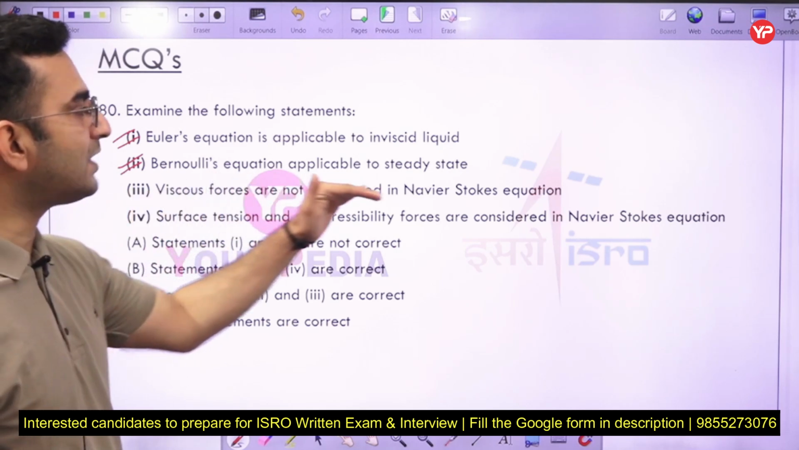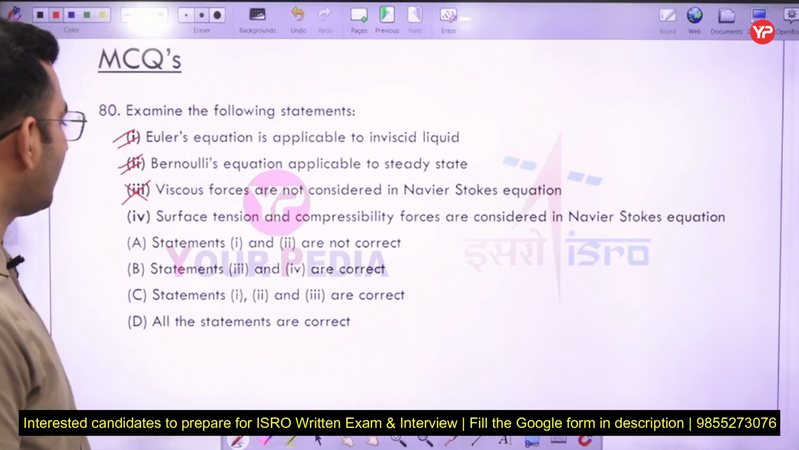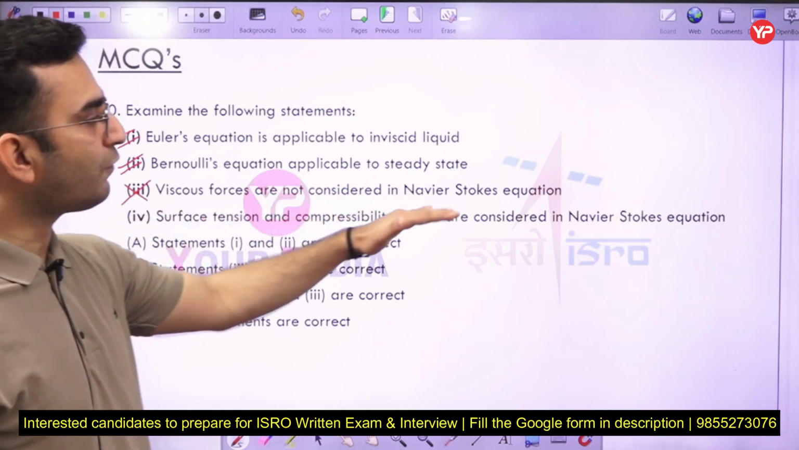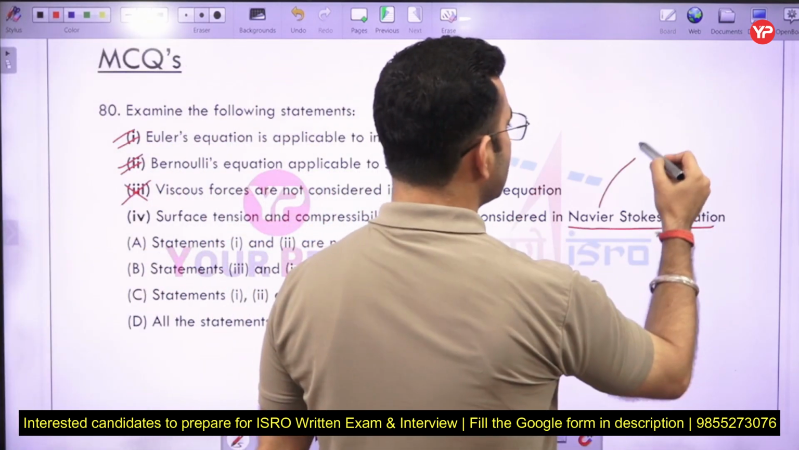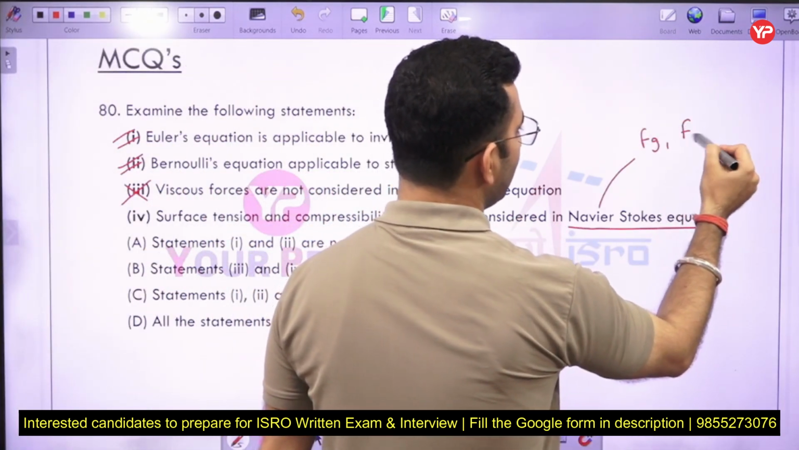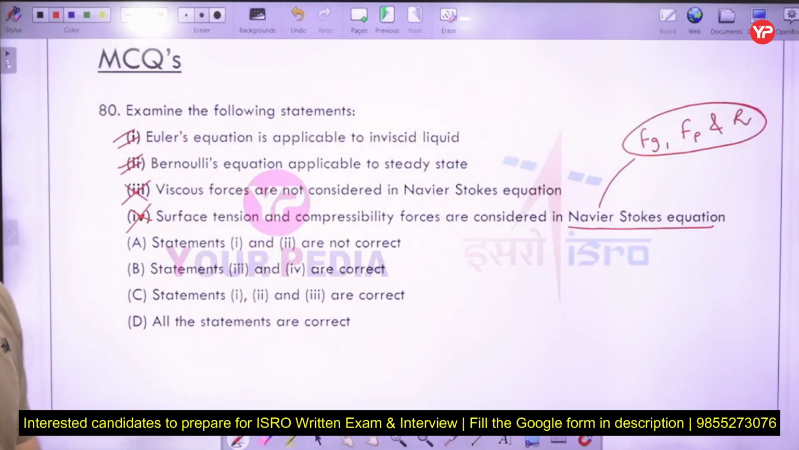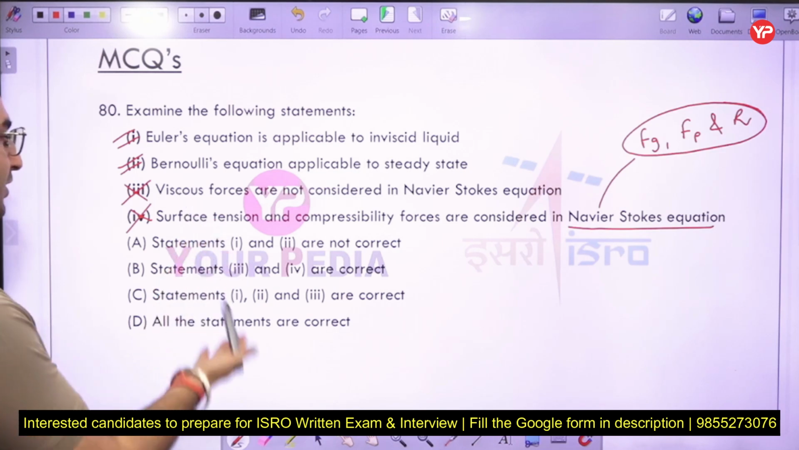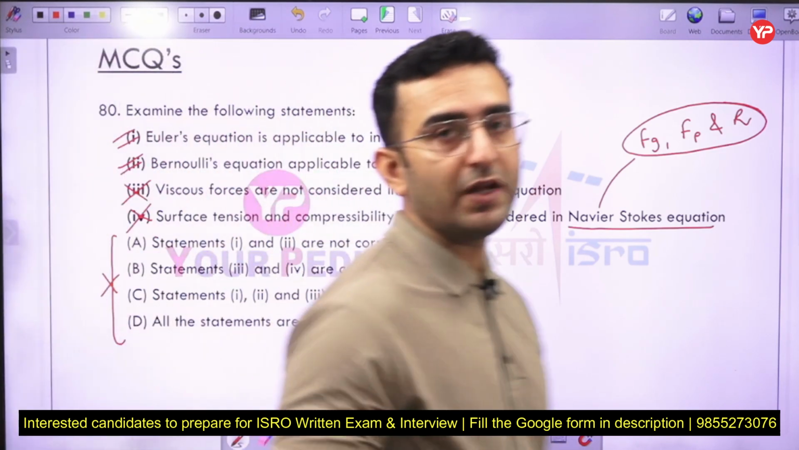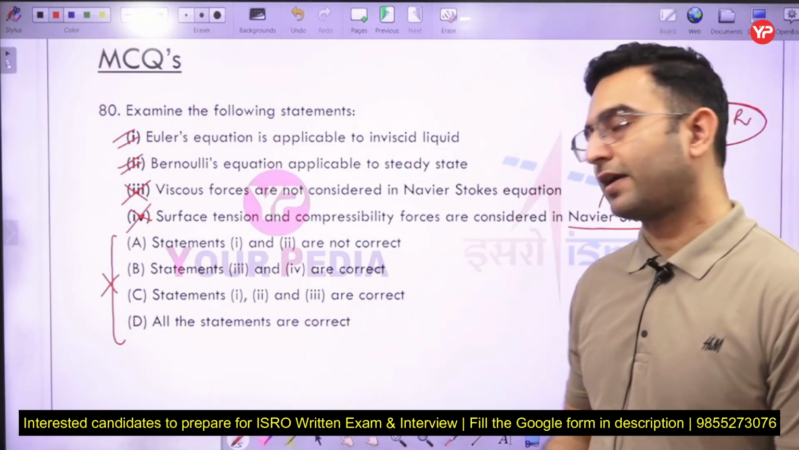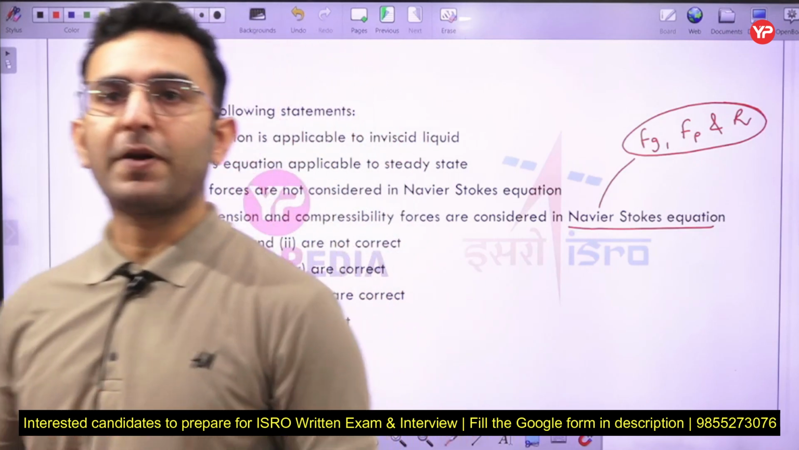Viscous forces are not considered in the Navier-Stokes equation. That is a wrong statement. Next, surface tension and compressibility forces are considered in the Navier-Stokes equation? That is wrong, because in the Navier-Stokes equation we are considering gravity, pressure as well as the viscous forces. So statement number four is also wrong. If you match the options here, none of the options are correct. Although option number C was given as the correct answer, you can raise it as an objection. So this is the paper analysis of the ISRO exam.